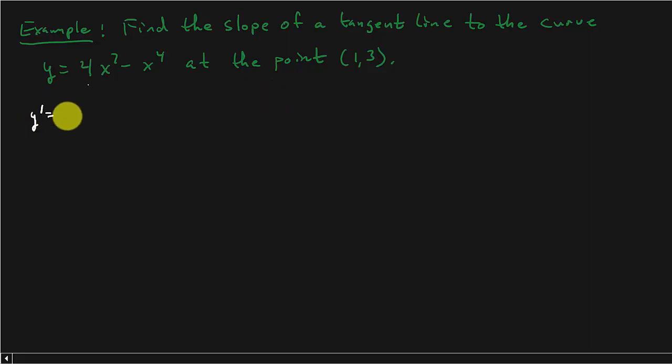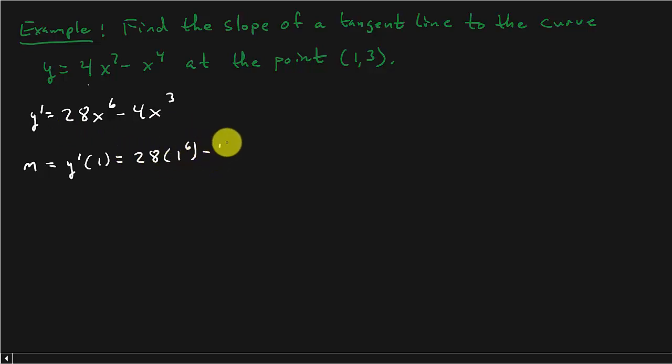So we do y prime is 28x to the 6th minus 4x cubed. And so the slope of the tangent line, which we'll just call m, is y prime of 1. That's going to be 28 times 1 to the 6th minus 4 times 1 cubed, which equals 24. So this is the slope of the tangent line at the point (1, 3) of this curve.